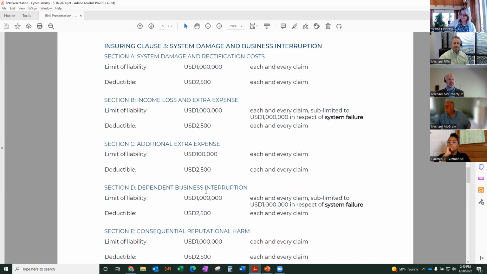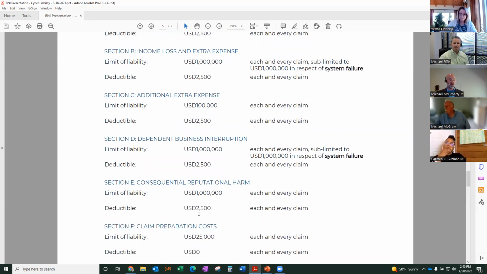Dependent business interruption. This actually protects your business if one of your clients, say you make widgets and the person that provides you the metal that makes your widgets gets hacked, and then they can't provide you stuff for 3 months because they're behind. You can actually turn a claim on your policy because of their dependent. That's a dependent business of yours that had an issue.